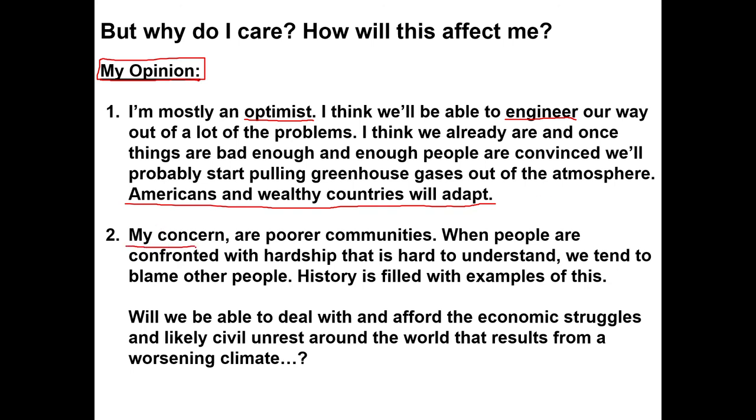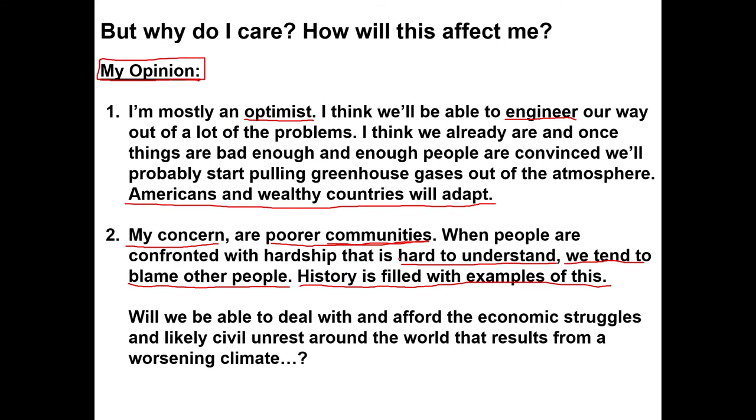My concern are the communities that are less well off. And historically, when we see large problems that are difficult to understand, that aren't immediately obvious, we tend to blame other people, right? You're living in Europe. The Black Death comes and starts killing everybody. Oh! It's the French. They did this. They did terrible things, and this is all their fault. They brought this upon us. Let's go kill them. Oh, it's those people over there on the other side of the river. They wear blue. They're evil. This is their fault. The drought is caused by them, right?